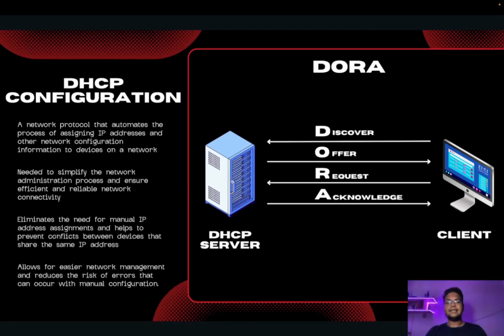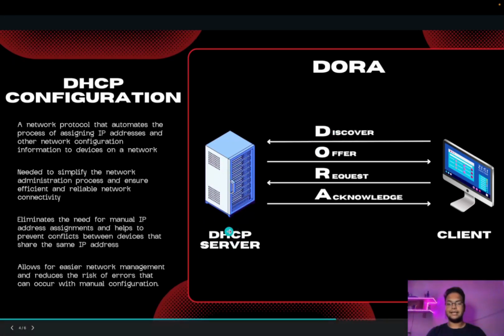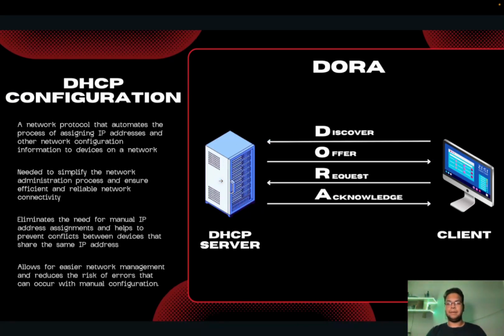DHCP configuration essentially uses a four-step process known as the DORA process, as you can see in this diagram. Essentially, when a client first comes into the network, it sends a discover request. It broadcasts a request so that it can discover if any DHCP server is present in the network or not. Then multiple DHCP servers might be present in the network.